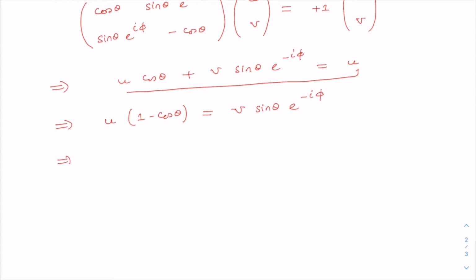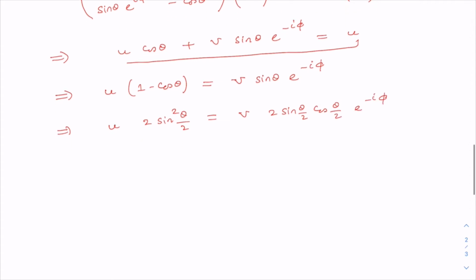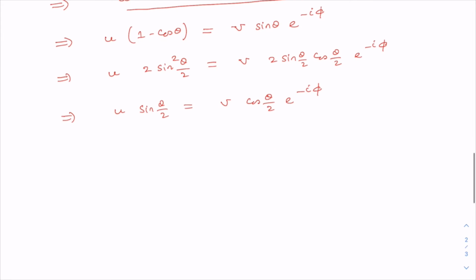Let me now write it as u twice sine square theta by 2, and here let me write it as v 2 sine theta by 2 cos theta by 2 e to the power minus i phi, and from here I write u sine theta by 2 is equal to v cos theta by 2 e to the power minus i phi. So therefore I can immediately guess u and v.